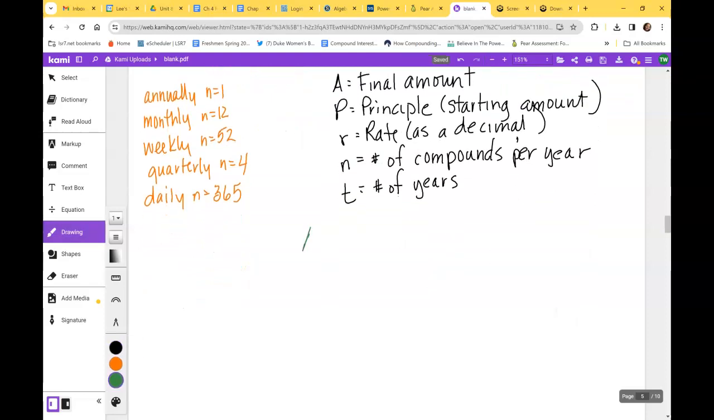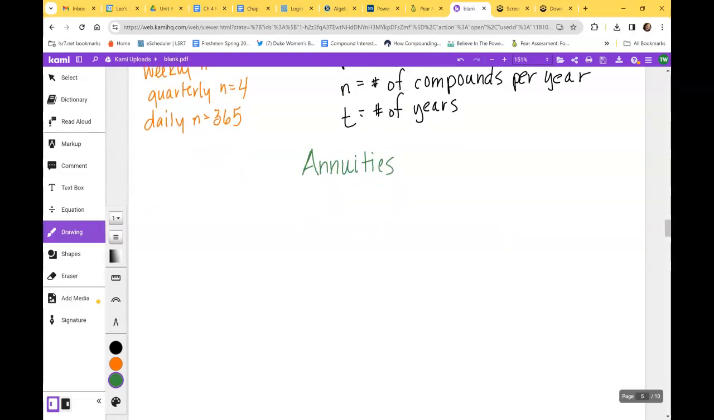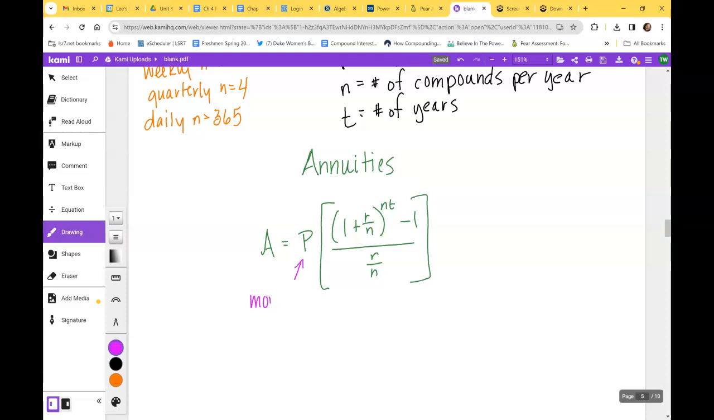And the last one, our favorite one, is the annuities. That one that makes you rich. Okay. And it's A equals P times 1 plus R over N to the NT, all of that minus 1, and all of that over R over N. And just remember that this P is your monthly payment.